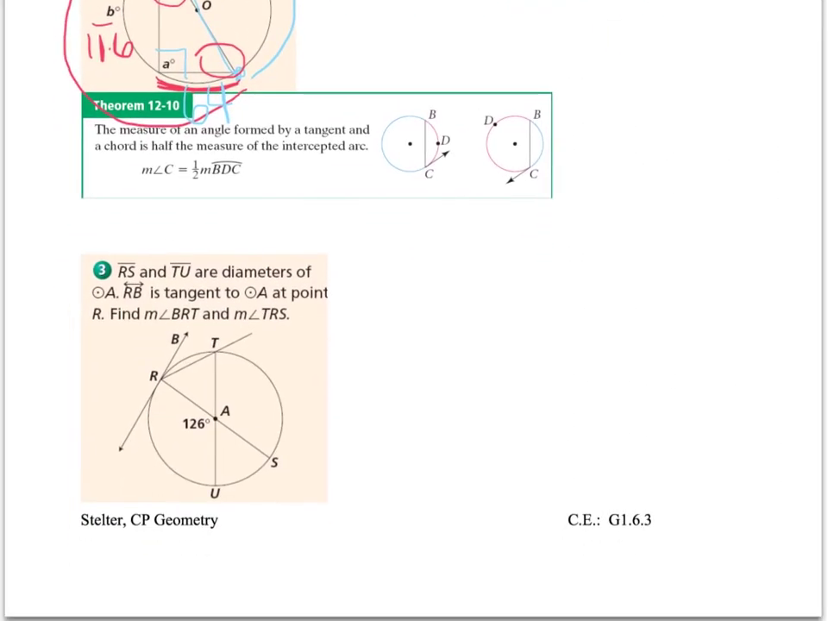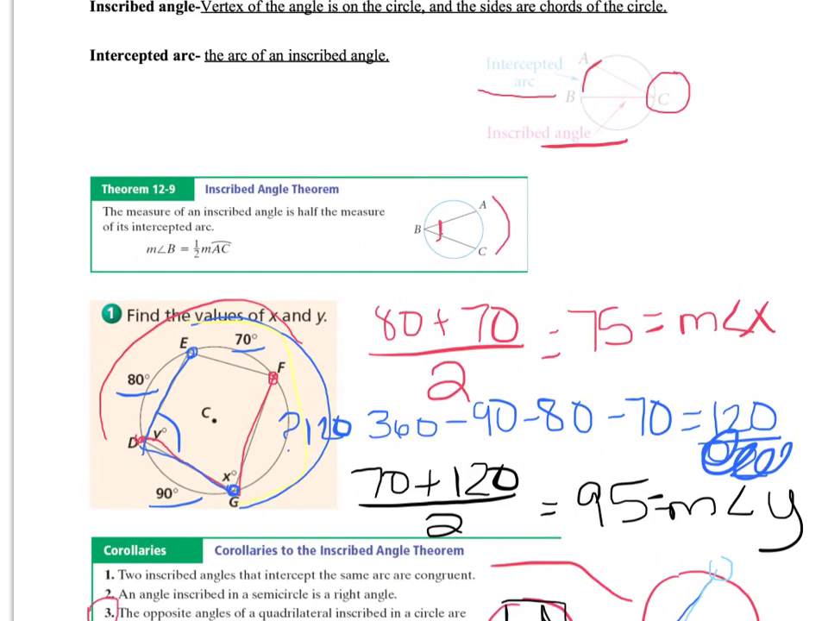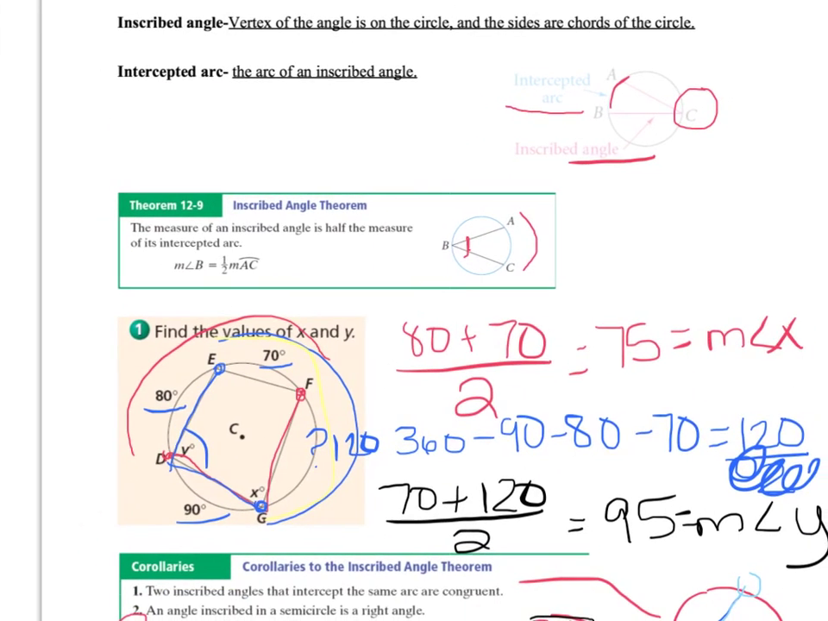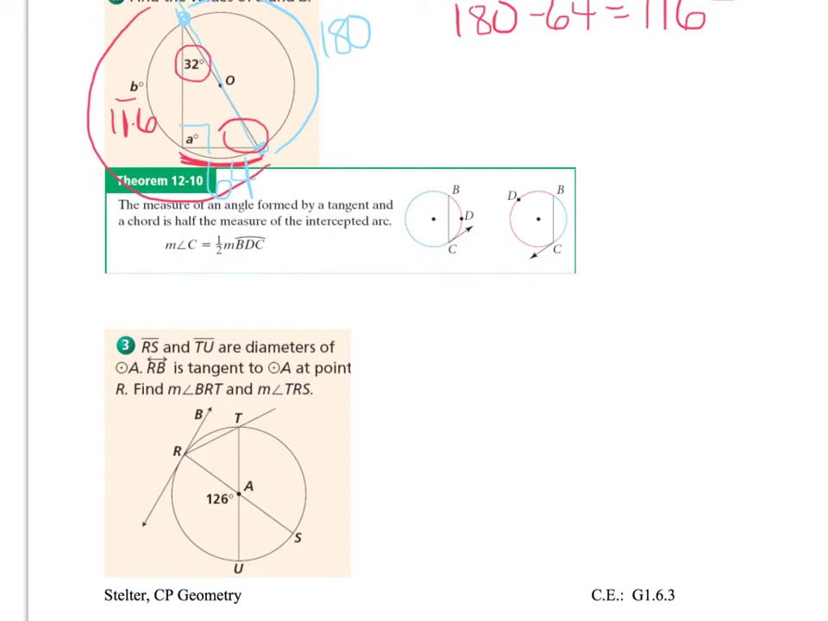Now theorem 12.10 says the measure of an angle formed by a tangent and a chord is also half. So in this one above here, if both sides of the angle were chords of the circle, then the measure of the angle would be half of the arc. And this is the same thing, but they want to cover all their bases. If you have a tangent side of the angle and one is a chord, it's still half the arc. Okay, the vertex is on the circle, so you're still going to take half.